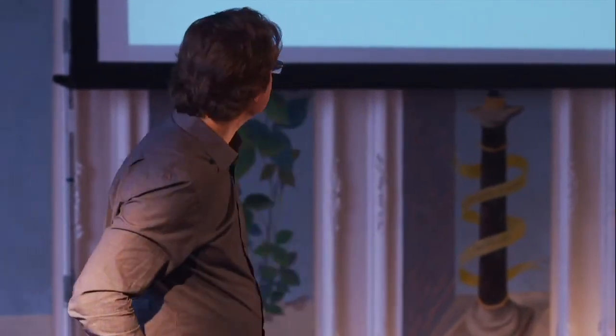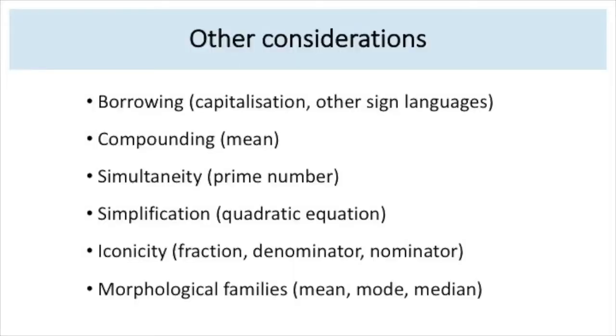Movement, this is the sign for bread. But if we change the movement, that's the sign for true. Facial expression, finally. This is the sign for happy, the nice smiley face. Not happy. So the manual sign is the same, and the only change is in facial expression.